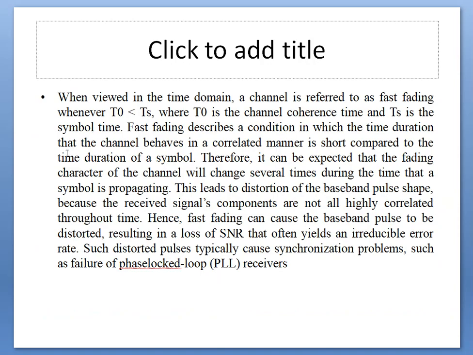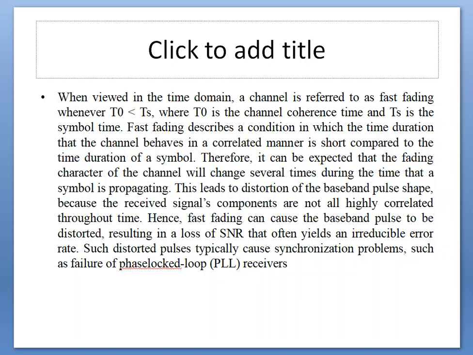When viewed in the time domain, a channel is referred to as fast fading whenever T0 is less than Ts, where T0 is the channel coherence time and Ts is the symbol time. Fast fading describes the conditions in which the time duration that the channel behaves in a correlated manner is short compared to the time duration of a symbol. Therefore, it can be expected that the fading character of a channel will change several times during the time that a symbol is propagating.